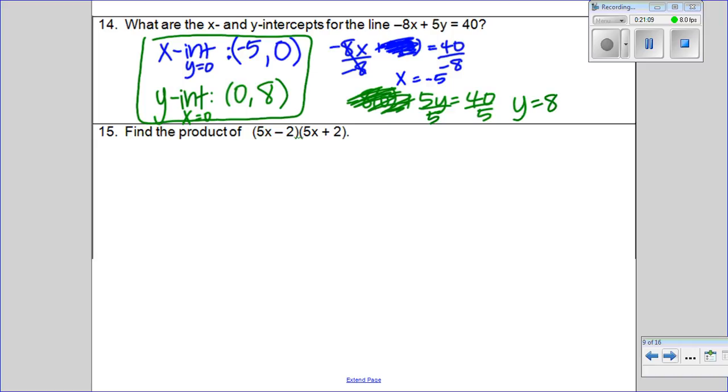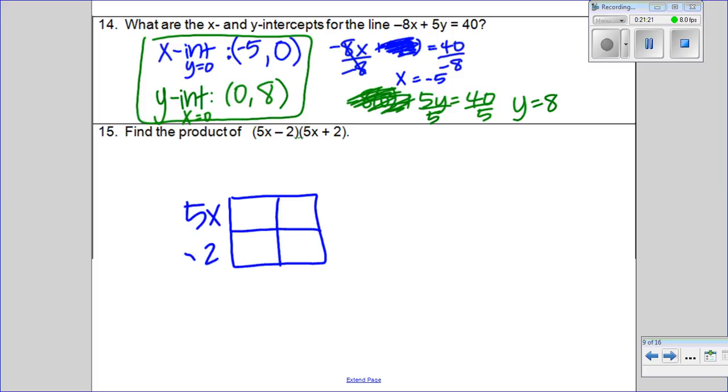Number 15, find the product of 5x minus 2 times 5x plus 2. When we have two binomials, we can multiply them together in a box or FOIL. I really like the box method. Leads to less mistakes. Okay, so 5x times 5x becomes 25x squared. 5x times 2 becomes 10x. Negative 2 times 5x becomes negative 10x. Negative 2 times 2 becomes a negative 4.